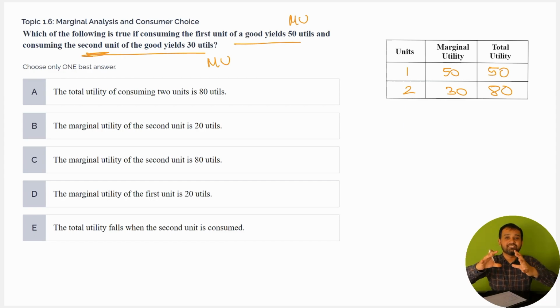Now that we have our information in a graph, let's go through the options and see which one is the correct answer. The total utility of consuming 2 units is 80 utils.